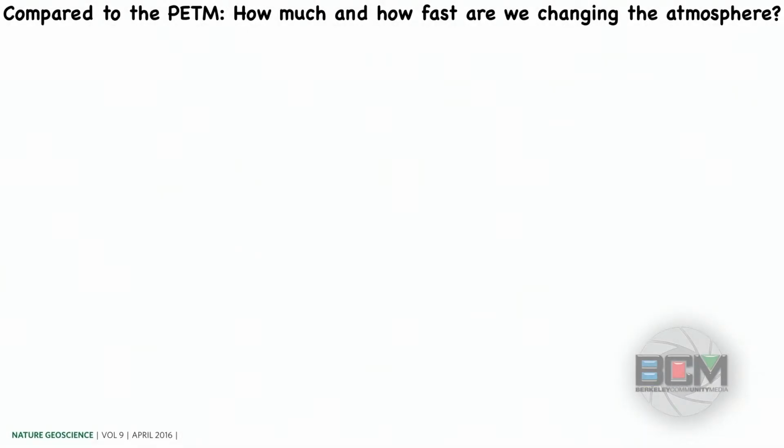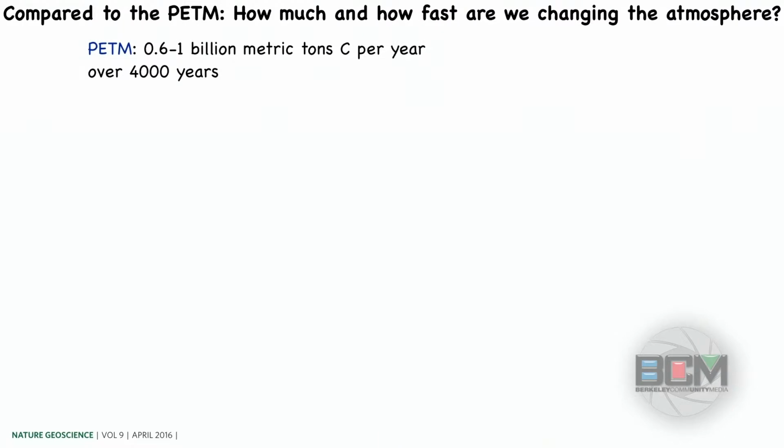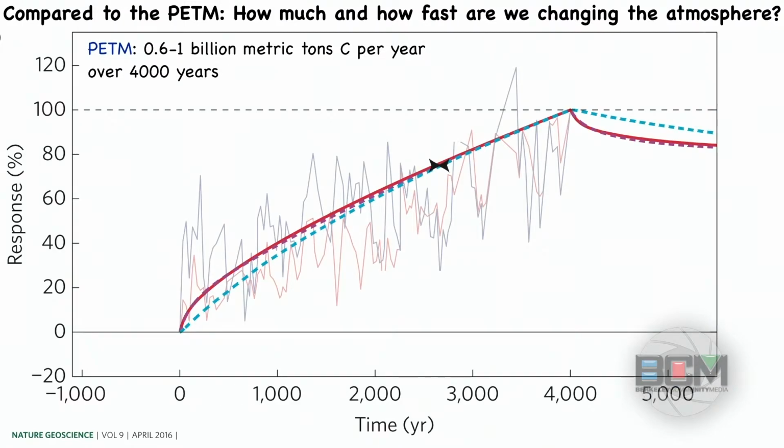So how fast are we changing the atmosphere compared to this PETM event? This event looks like it's on the order of 1 billion metric tons per year. These are the data from the ice cores, and these are mathematical models.